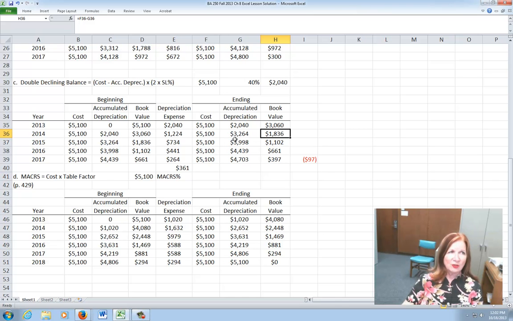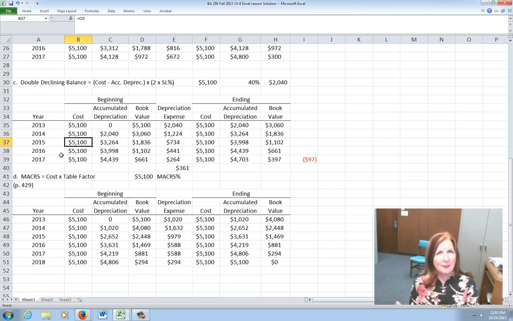So F36 minus G36 to get the new book value. Now this method is not quite so easy because you're always using the book value. You're never worrying about that cost and salvage. Now actually in this depreciation method, the slope of the line becomes asymptotic to time, and you would never get a balance to end because you just keep taking a percentage of a percentage.